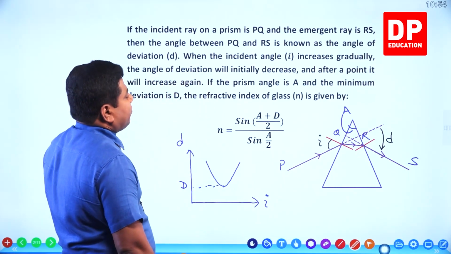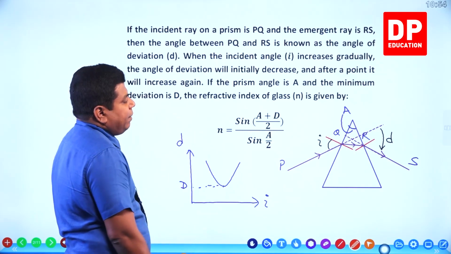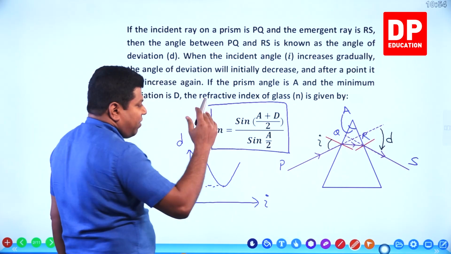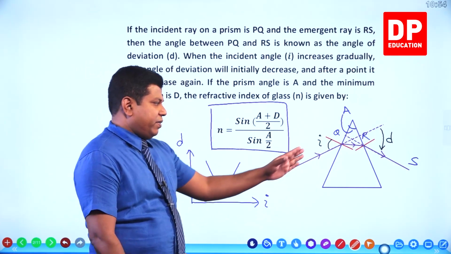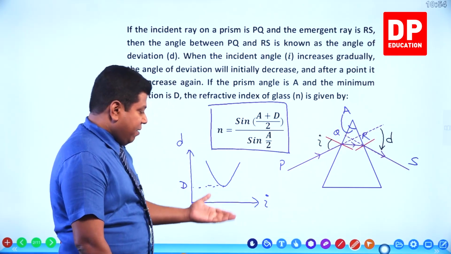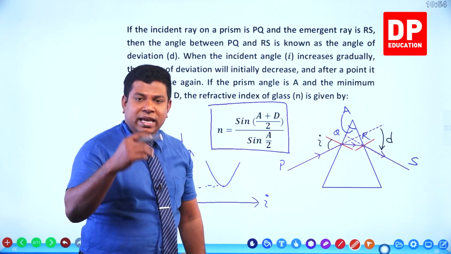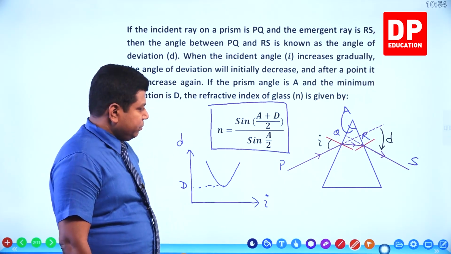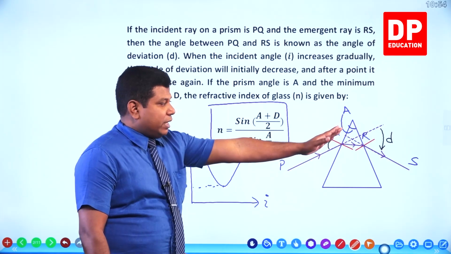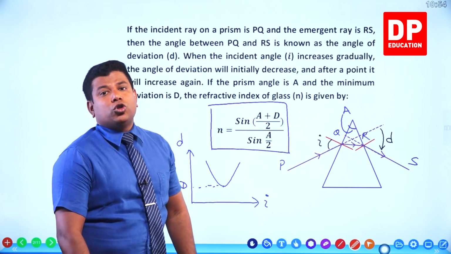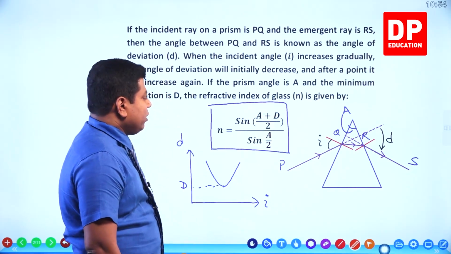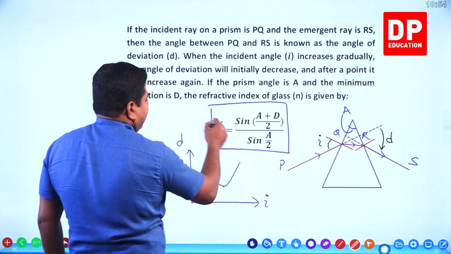The refractive index of glass is given by n equals sin (A plus D) by 2 over sin A by 2. So you can find the minimum deviation by changing different I. You can measure D, then draw the graph, find where the minimum is, and capital D is found. By another step we can find the prism angle also. Find A, find capital D, apply on this formula, and you will get the refractive index of glass.